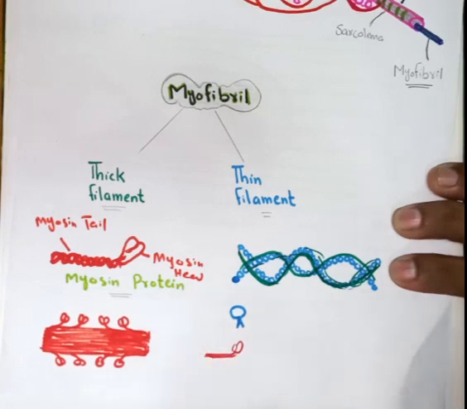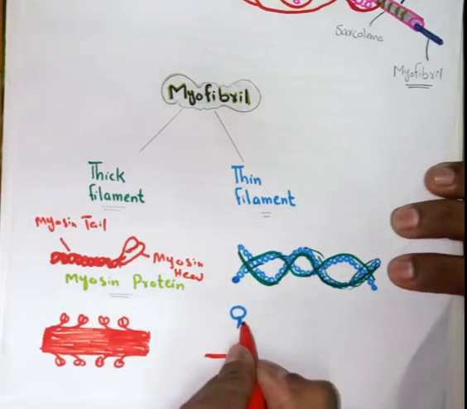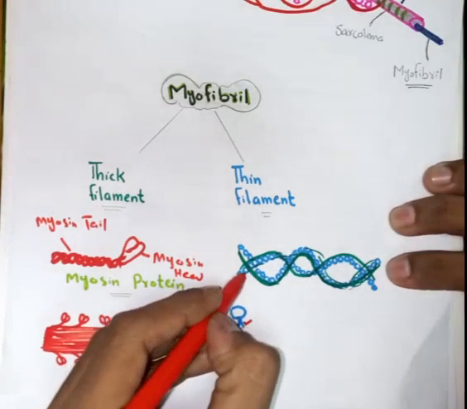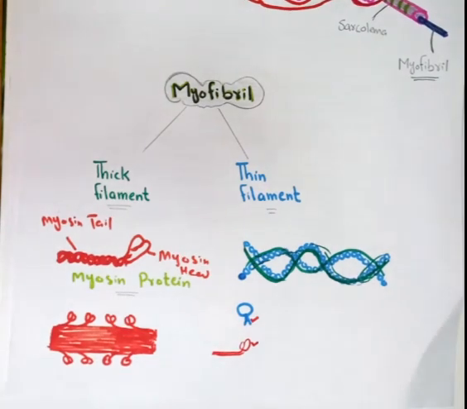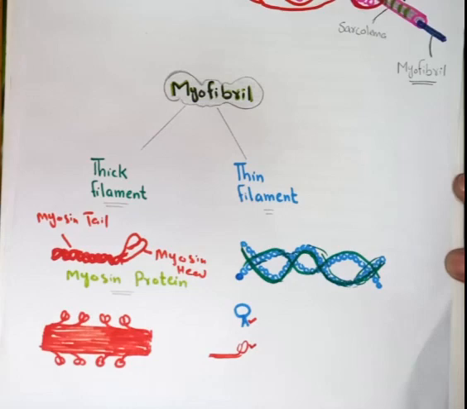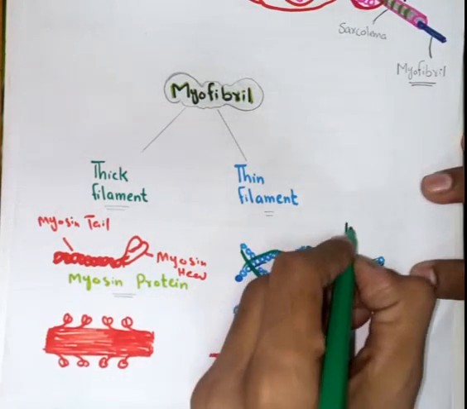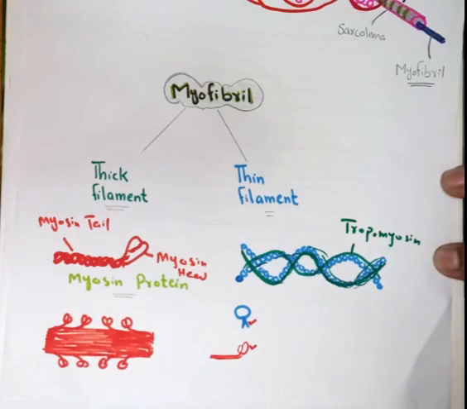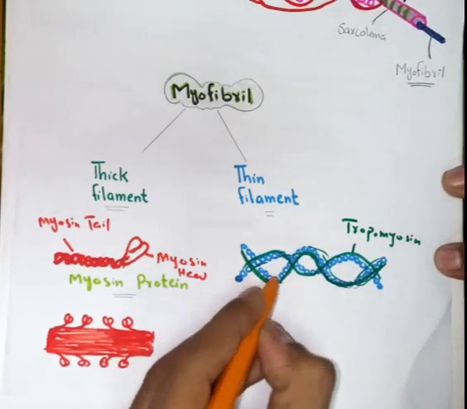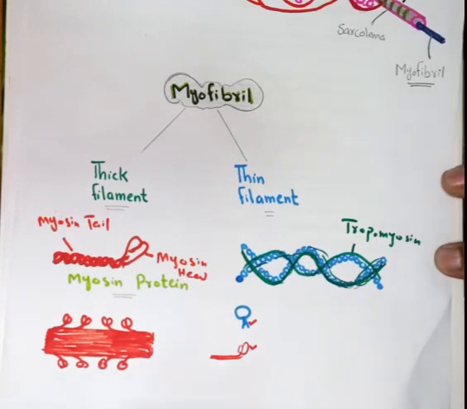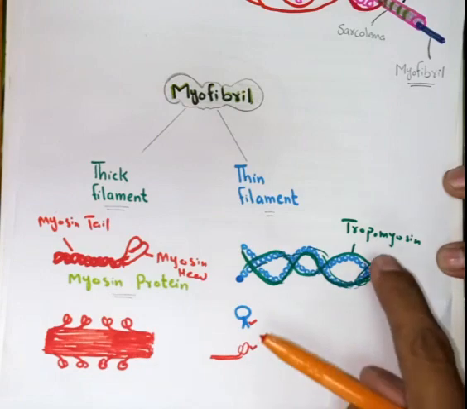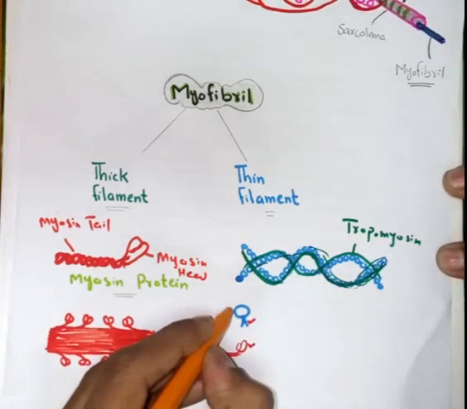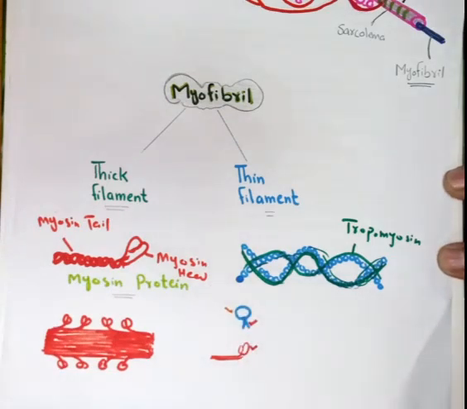This active site is responsible for the attachment of the actin molecule with the myosin molecule. For example, this is myosin. Now this myosin head will attach with this active site of the actin molecule. But during the relaxation stage, when there is no stimulus for contraction, what will happen? This tropomyosin protein will cover this active site of the actin protein. So without stimulus during the relaxation stage, tropomyosin will not let the actin protein get attached with the myosin head. If there is no attachment between actin and myosin head, the contraction of skeletal muscle will not take place.